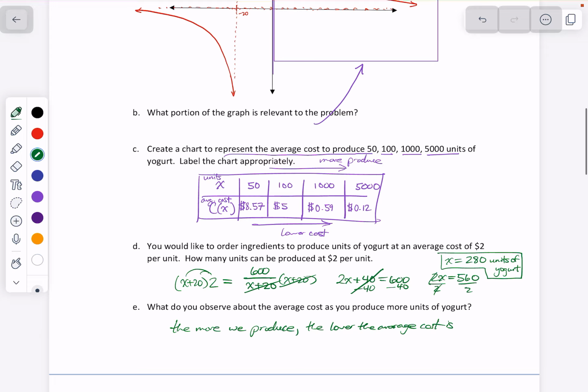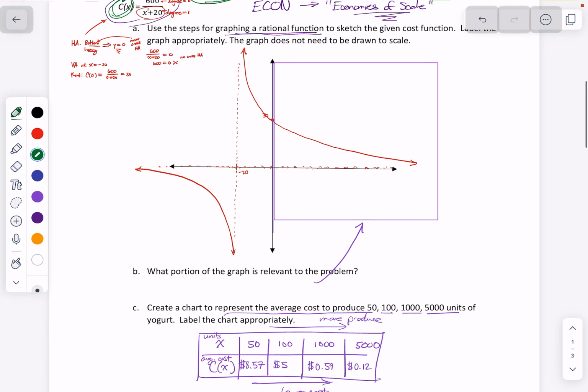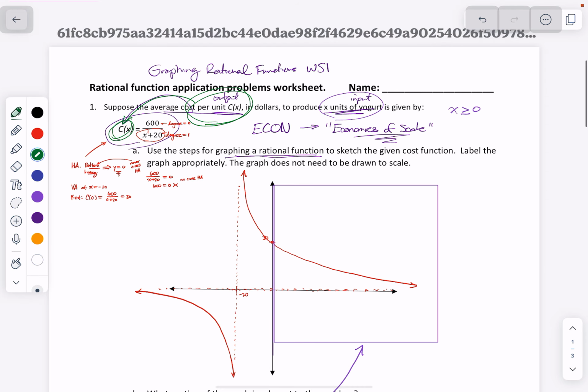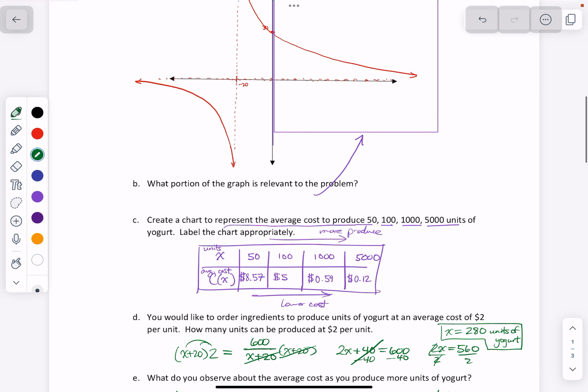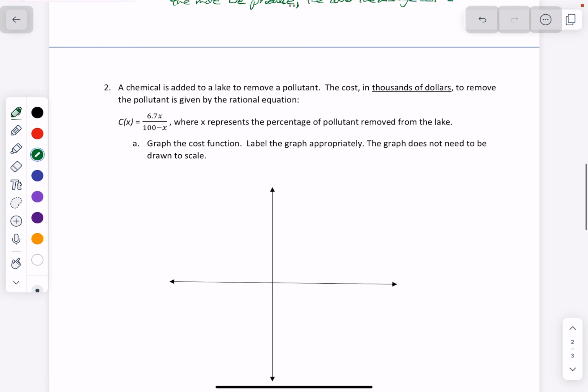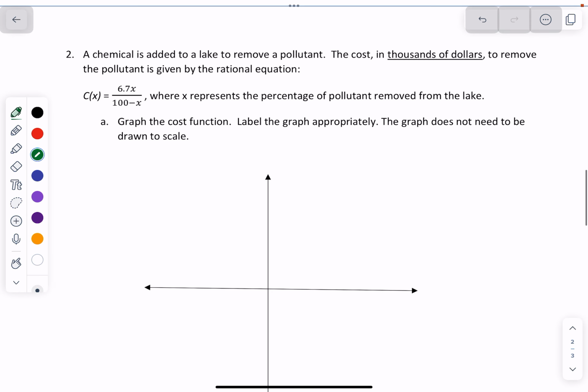That's the idea. Economies of scale. If you take an econ course, you should know that idea. It's very important. Anyway, let's move on to number 2.